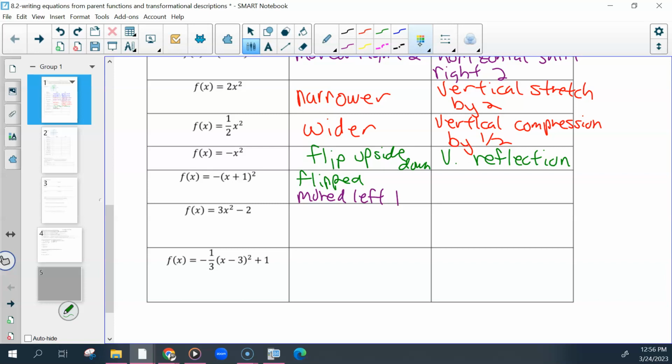Vertical reflection. And horizontal shift. Horizontal shift by 1 in what direction? Left. What's nice about this is whatever you write, you can always graph it and double check. Did I get these right? Horizontal shift. I didn't write out horizontal.